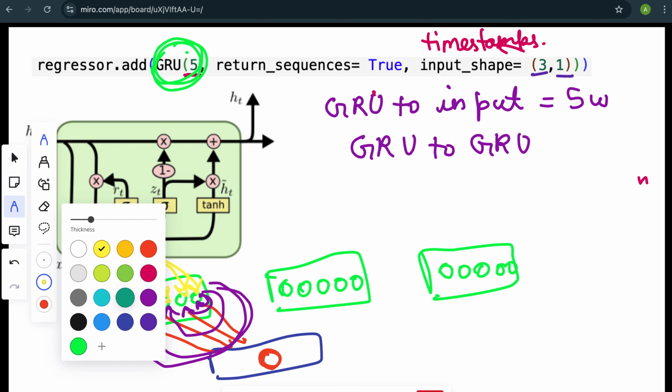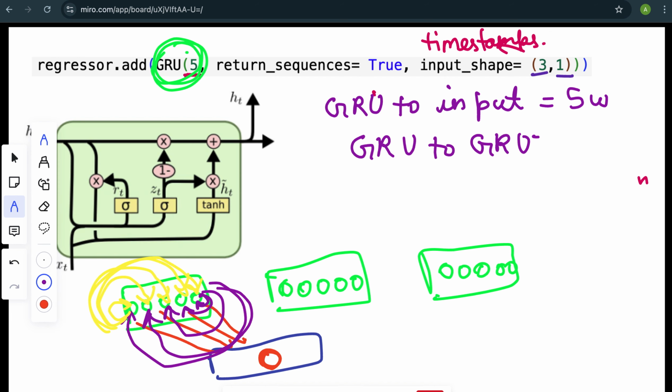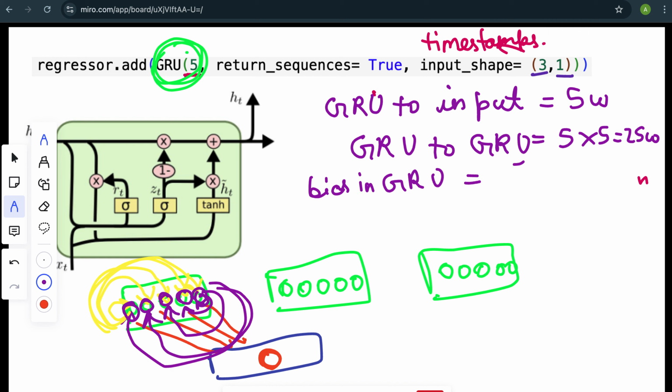So it is going to have 5 times 5, which is equal to 25 weights. And then how many biases are there? Biases will be equal to the number of nodes in the GRU box, so bias in GRU is equal to 5 biases. If we add all of them together, it is going to be 35.